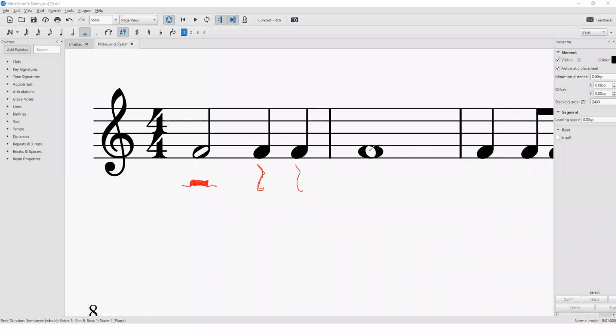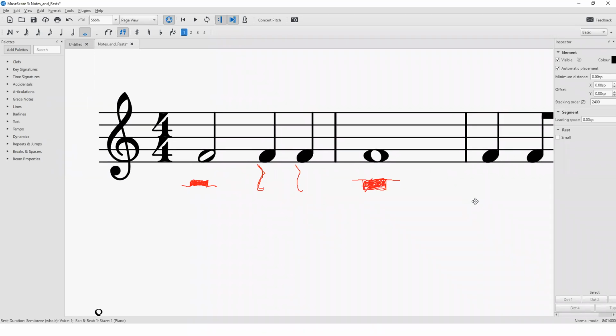And then this next note is a whole note. A whole note has an equivalent rest, and it's called a whole rest. What does the whole rest look like? It looks like a hole. So we've got the line, and we've got the hole, and we fold into the hole. Okay, let's proceed.